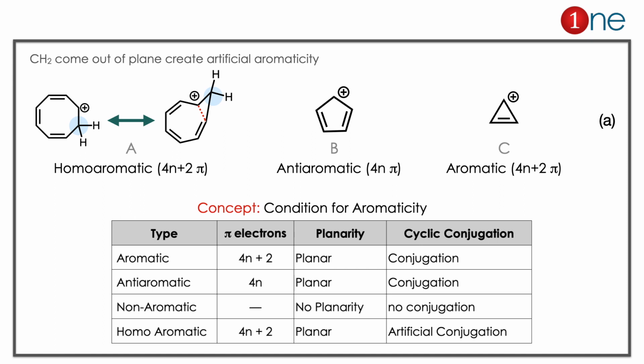Here I have given the concept, which is the condition for aromaticity. For aromaticity it has to be 4n plus 2. It is planar. If it is not planar but you can create 4n plus 2 conjugation, it is called homoaromatic. Anti-aromatic means 4n electrons. Non-aromatic means non-conjugation or no planarity. Non-aromatic means there is no aromatic possibility.